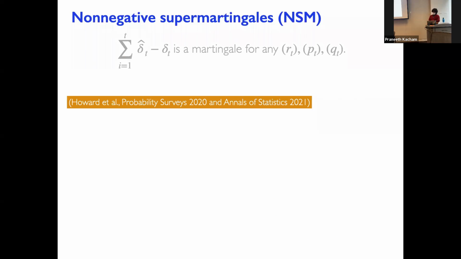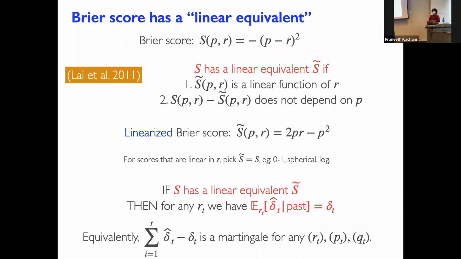What's not clear to me is whether Lai worked this all out before you guys, or he just defined the linear equivalent. So he didn't use it for this purpose at all. Actually, he did. After this, he went into asymptotics.